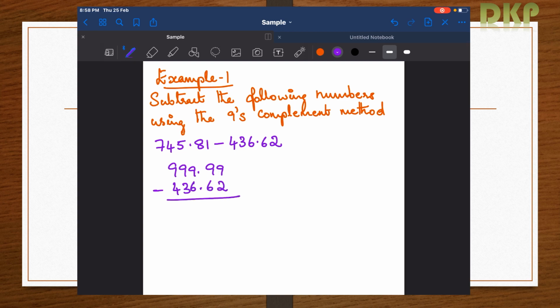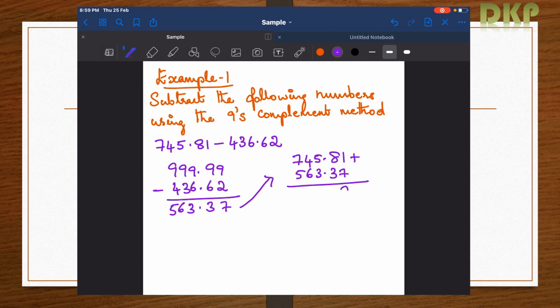You will get 563.37. So this is the 9's complement. Now what you have to do is add this with the minuend. This is the minuend. So add this with the minuend. So 745.81 plus 563.37.